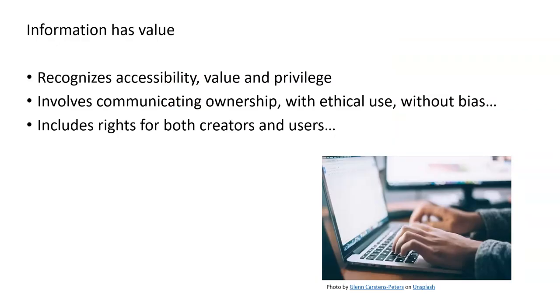Another concept that we talk about in computer science, and especially with libraries, is information as value. Recognize the accessibility, meaning can everyone see it? In every particular piece of computing application, in every language, and every region around the world. It describes the value it has to authors and creators and to the people that use it. And it also talks about privilege. Information has privilege as well. Information communicating ownership and ethical use without bias. So value talks about those sorts of things as well. And value also talks about rights for both creators and users.